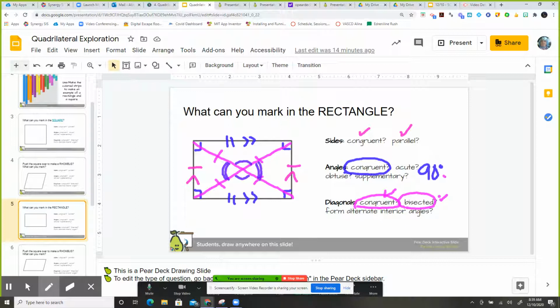Do we have any alternate interior angles? Can I make that Z anywhere? Got a parallel line and a diagonal and a parallel line. Can I make some alternate interior angles?